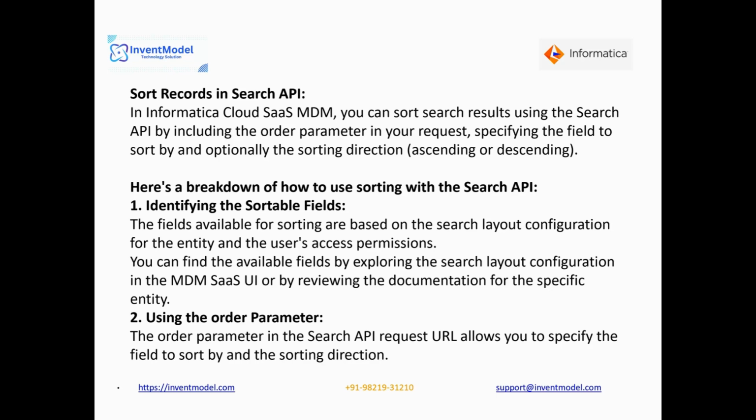The second is using a sort parameter. In the sort parameter, the search API request URL allows you to specify the field to sort by and the sorting direction. So we can choose these options to sort the records. Next.